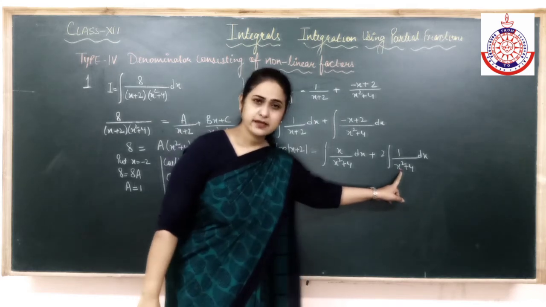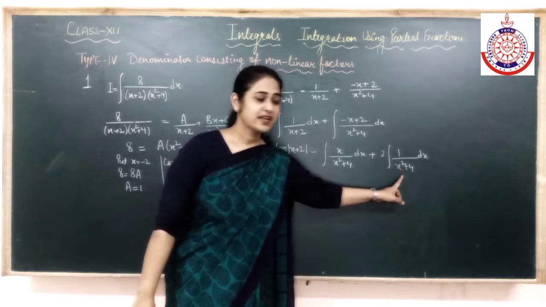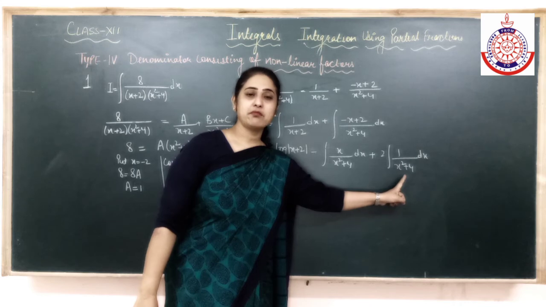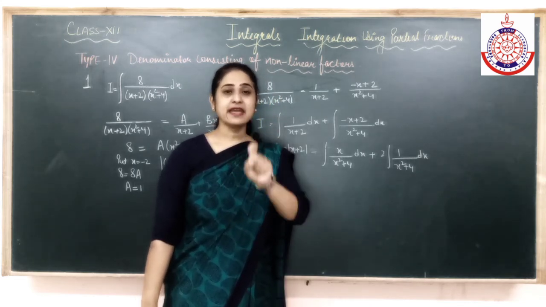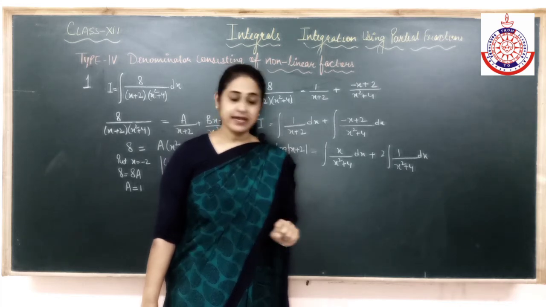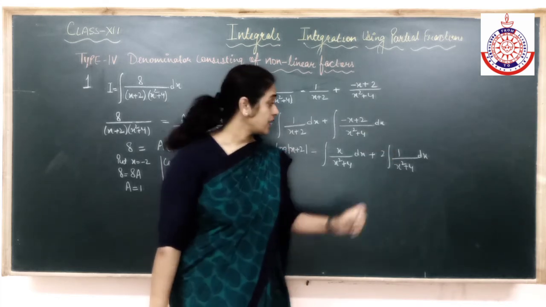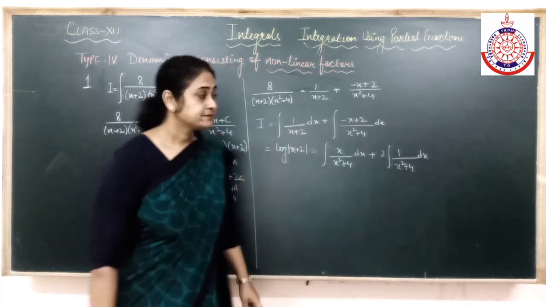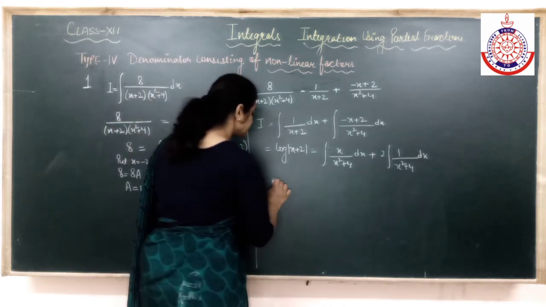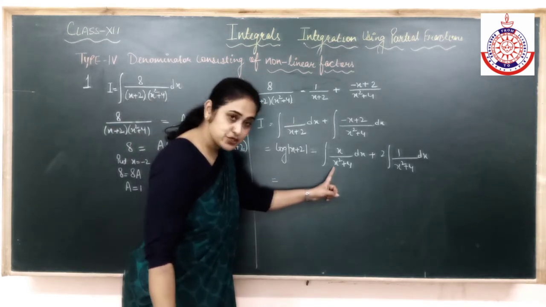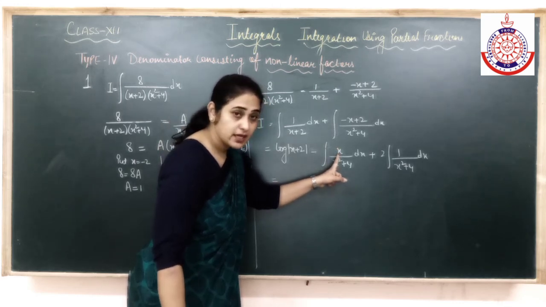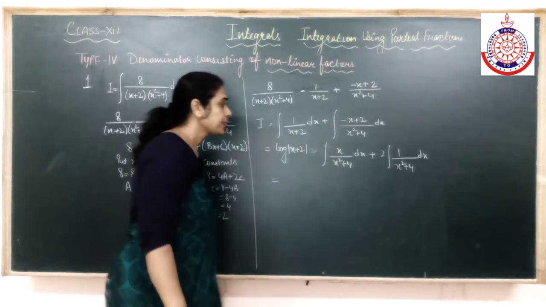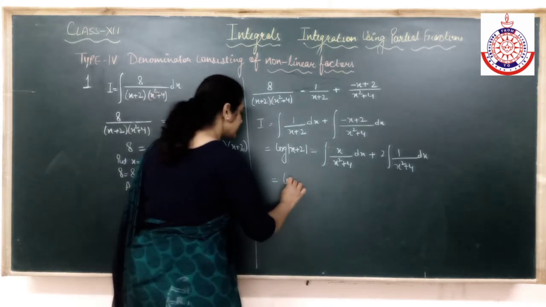And look at this. It's a form. Which form, children? It is 1 upon x square plus a square. And what is the integration? That's right, it is 1 by a tan inverse x by a. So this portion is also done. What to do here? What to do here? Substitution, that's right. Substitution, the differentiation of x square is given to me here. So I can substitute this term. Alright, so I'm just writing these first.